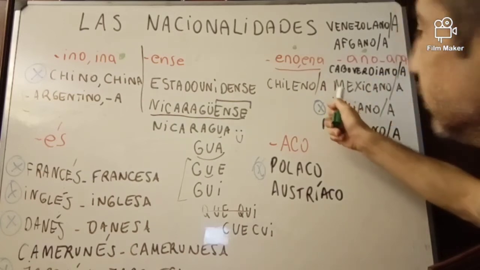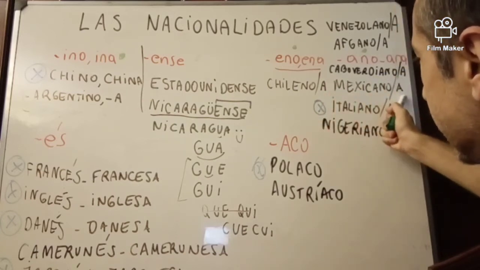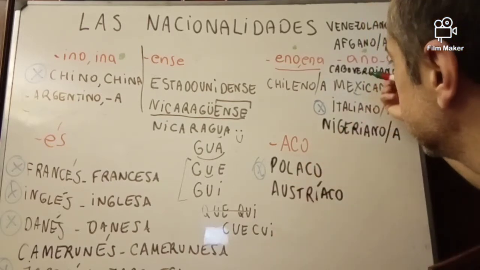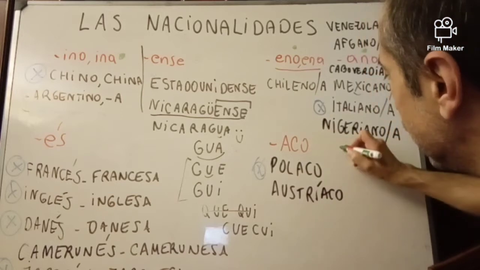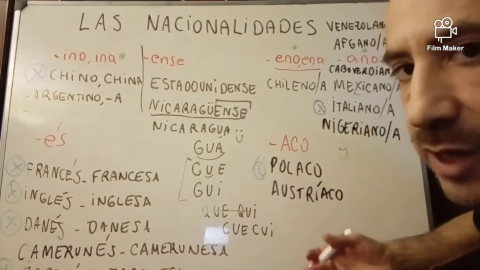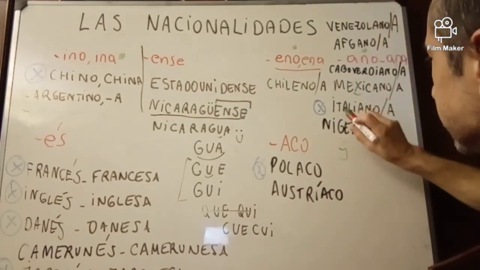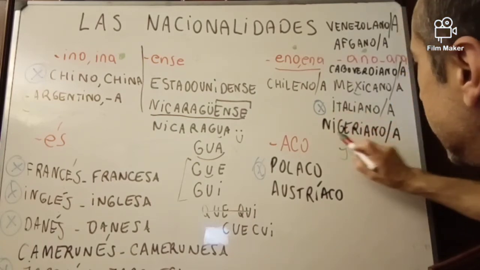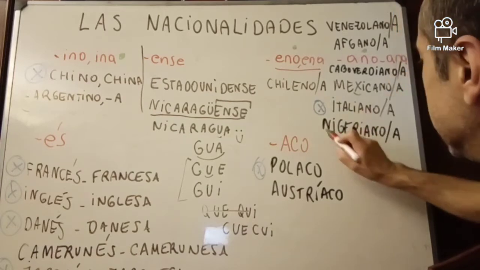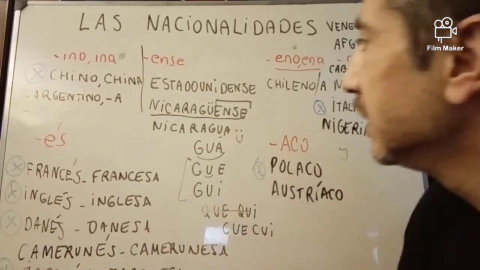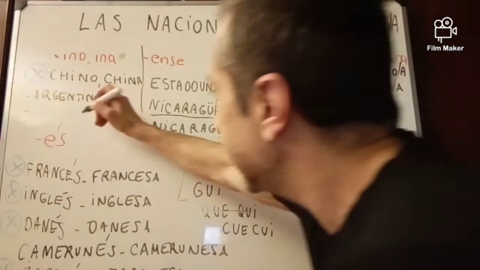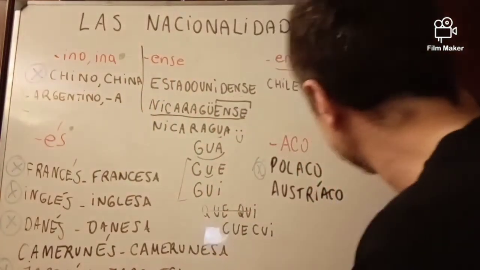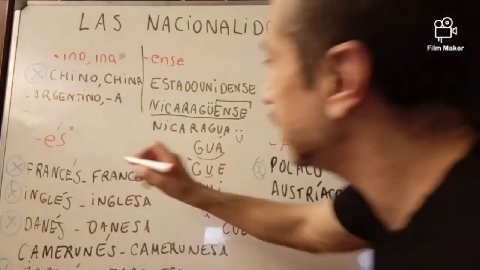From Mexico, mexicano, mexicana. Remember that this X, we pronounce it like the J. Mexicano, mexicana. From Italy, italiano, italiana. From Nigeria, nigeriano, nigeriana. In this case, we do the gender distinction too. So I'm going to do this.